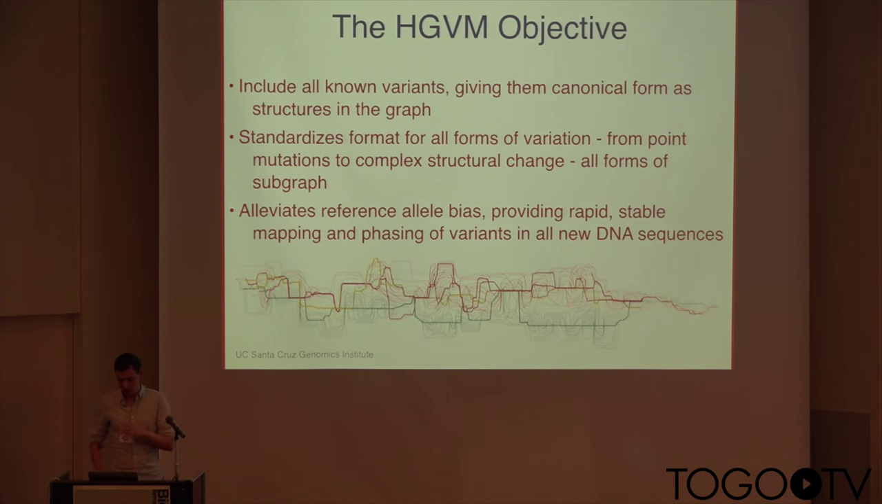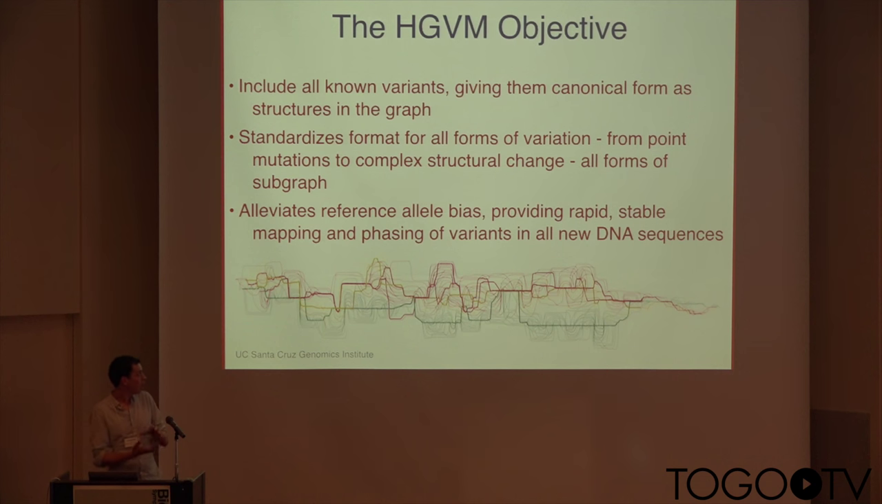So the objective of the project: we want to include all of the known variants within the graph and give them a canonical form with respect to one another. We want to align them, essentially. We want a single representation in which all variation from point mutations to complex structural variants can be expressed in a consistent manner, and the graph is that data structure.